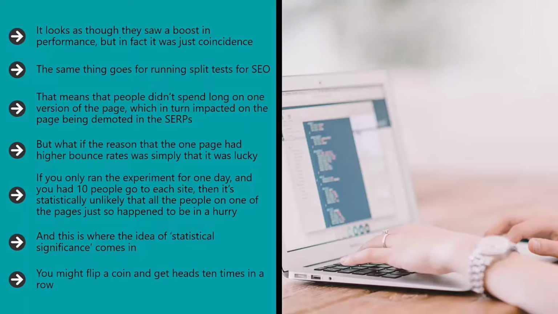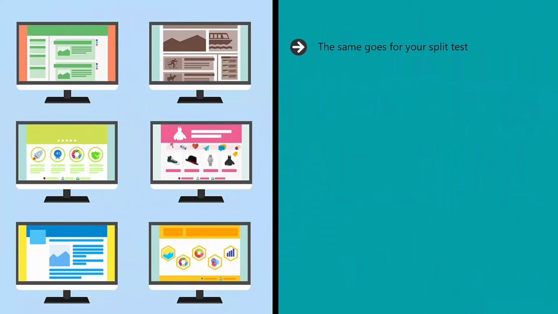You might flip a coin and get heads 10 times in a row. That's an extremely unlikely outcome, but it's possible. But if you flip a coin and get heads 100 times in a row, that is so astronomically unlikely to be coincidence that you can probably assume the coin is rigged. The same goes for your split test. Run the test long enough and the results become increasingly likely to be accurate. This is what we refer to as statistical significance. You can actually run tests to find out if your results are significant, which will give you a p-value. This p-value tells you the percentage likelihood that the outcome was a fluke, with anything less than 5%, p less than 0.05, being considered significant.